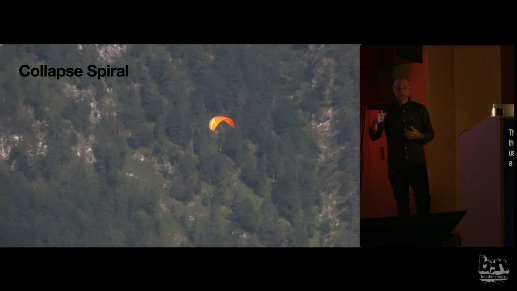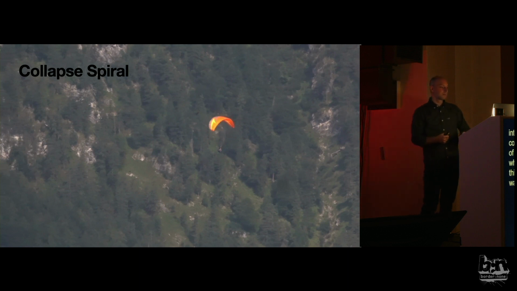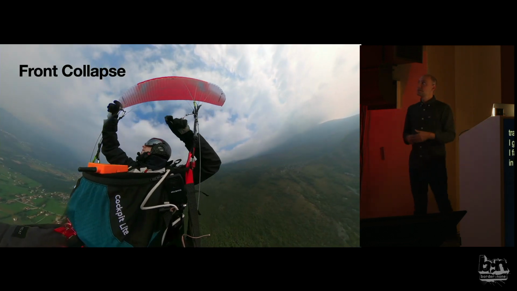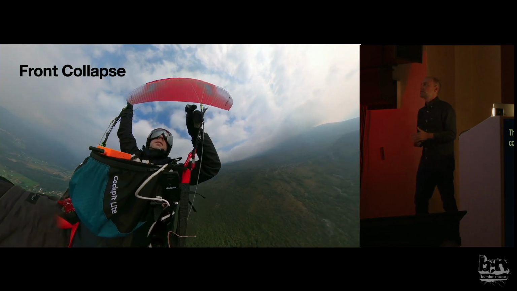The pilot did not manage to stabilize the wing, fell into the spiral, could not get out of the spiral, which is what this maneuver was all about, and then hit the ground. Incidentally, exactly the reason why I wanted to train this, how do I get out of this if I fail to stabilize in the first place? Now, that was a 50% collapse, a side collapse.